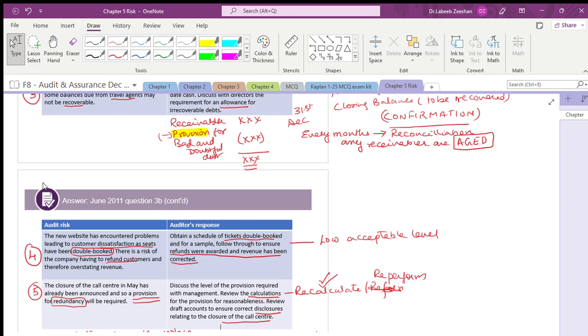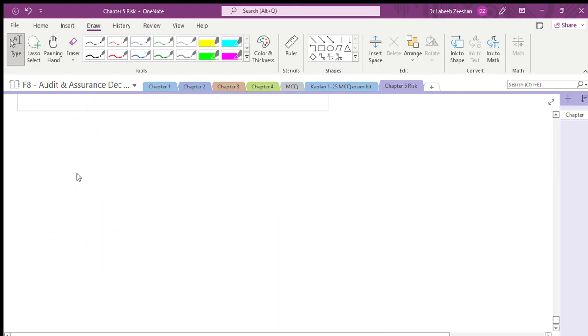And when there is a redundancy, there is a provision for redundancy. You have to discuss with the management whether the provision has been made or not. Understand? If you have written this much minimum, you are almost done with the case. Is it clear about this?